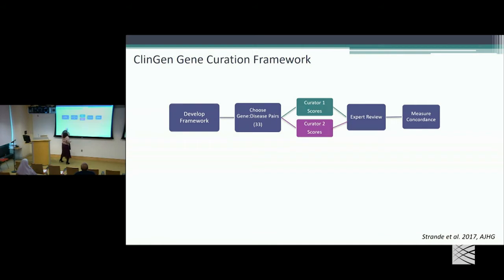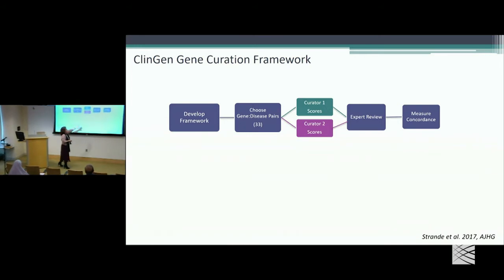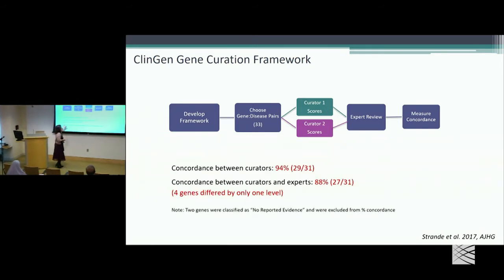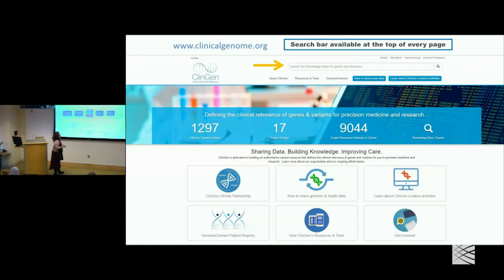So in our framework, we developed it, we validated it, and we applied it to 33 different genes. We had 2 different curators test out each of those 33. We went through expert review and we measured concordance. Concordance between the curators was 94%. Concordance between the curators and experts was 88%. 4 genes differed by only 1 level. 2 genes were classified as no evidence and were excluded from the percent concordance.